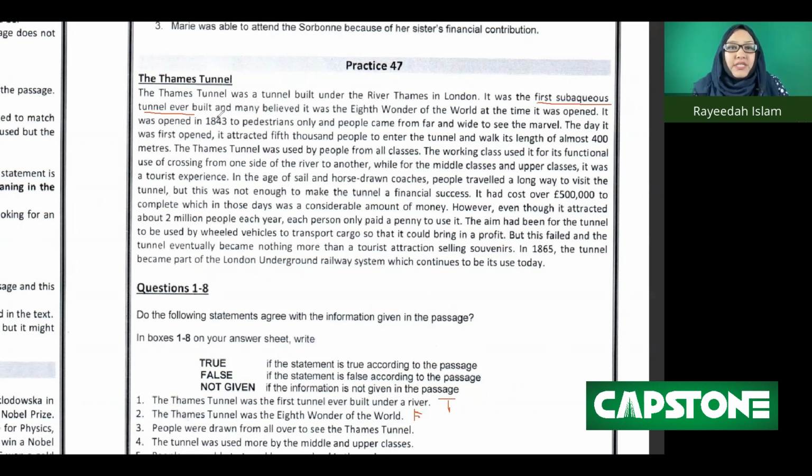It was opened in 1843 to pedestrians only, and people came from far and wide to see the marble. Okay, it says that it was opened in 1843 to pedestrians only. Pedestrians মানে কি? Pedestrians, people who walk. Okay, so it was opened in 1843 for people who walk, and people from far and wide came to see the marble. তো অনেক দূর দূর থেকে মানুষ এটা দেখতে এসেছে.